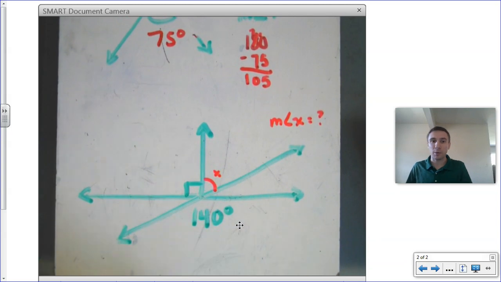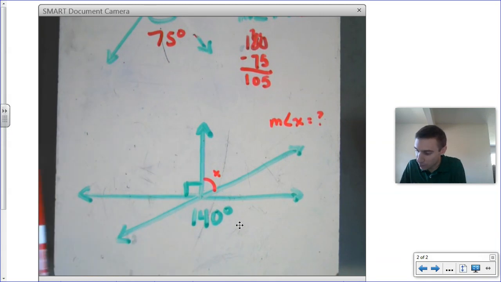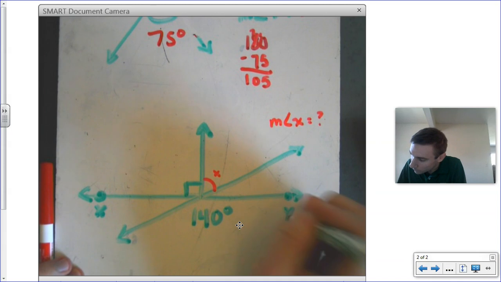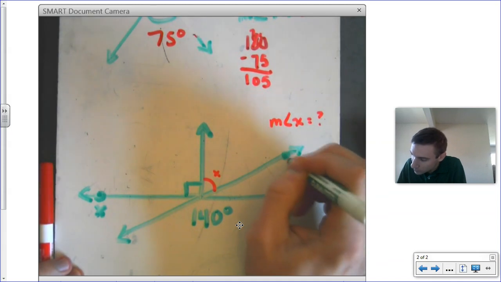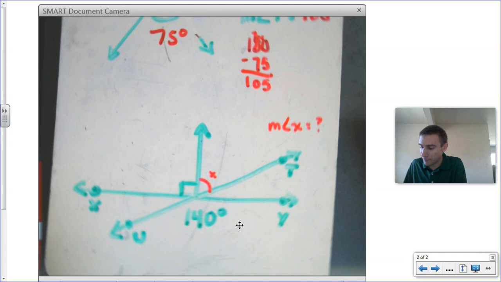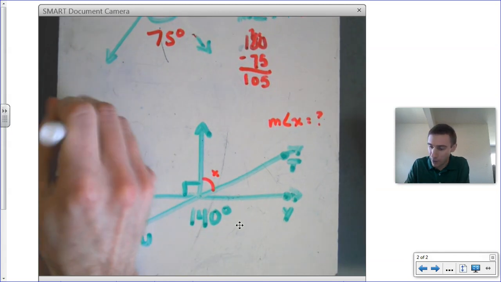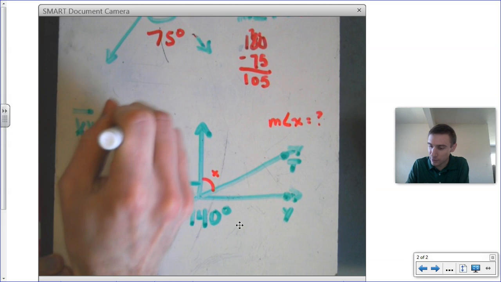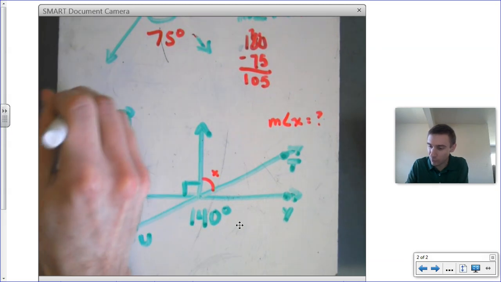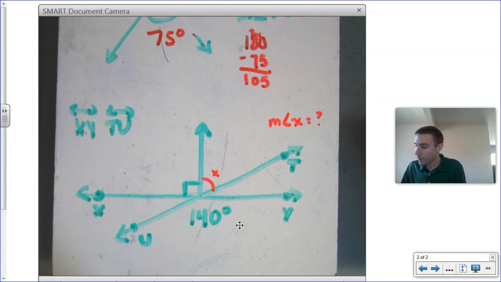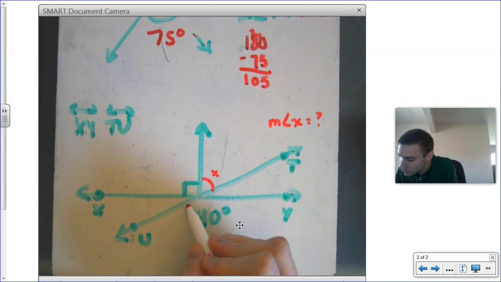Now down here, we have to find the measure of angle X. And here, I'm going to draw a little bit more detail now. And I'm going to say this is line XY, and this is line TU. Okay? So now that we have some more detail, we'll put the arrows there so they're not segments. So I have line XY and line TU. And I have this 140 degree angle.